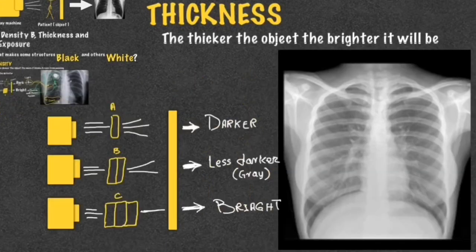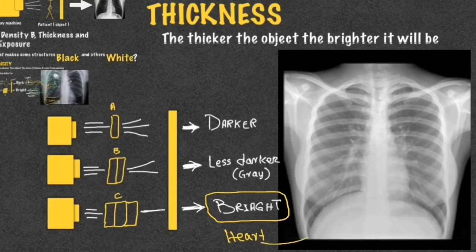So in this example, if we look at this X-ray film, look at the heart, which is very bright compared to other structures. The heart contains blood vessels, fat, and other tissue. In case of the lungs, which contain air, it is darker.